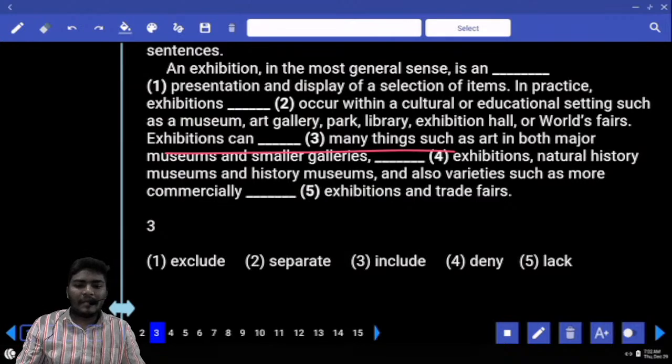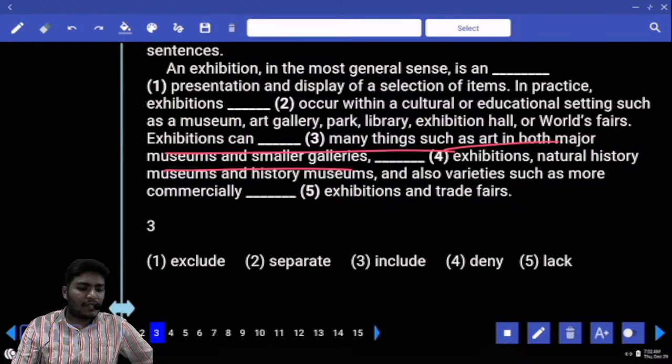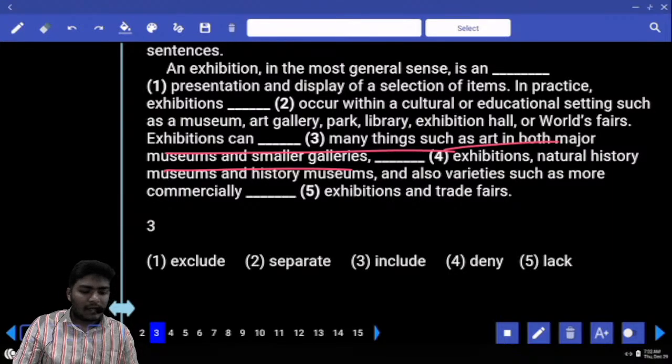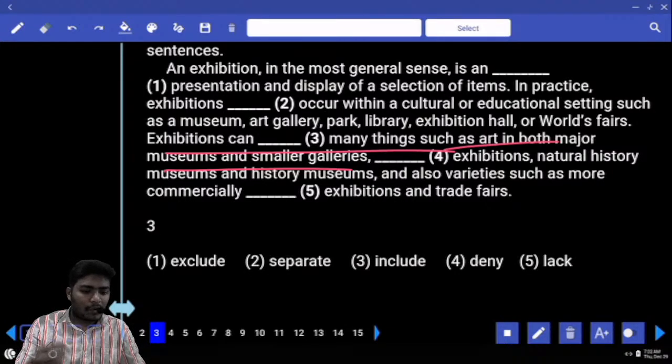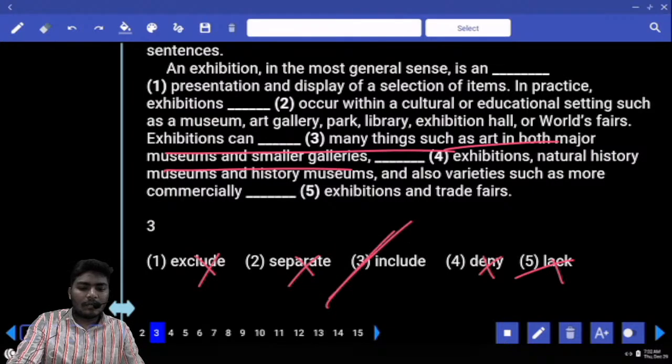Exhibitions can dash many things, such as art in both major museums and small galleries. Exhibitions can dash many things: exclude many things, separate many things, include many things, deny many things, lack many things. We are speaking about the positive side of the exhibition, right? So can you eliminate all the negative words here? It includes many things or it excludes many things? Includes. You should get the meaning of positive case. Exclude negative, separate negative, deny negative, lack negative. What can be your answer only?